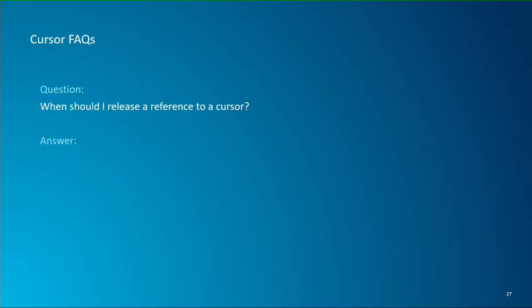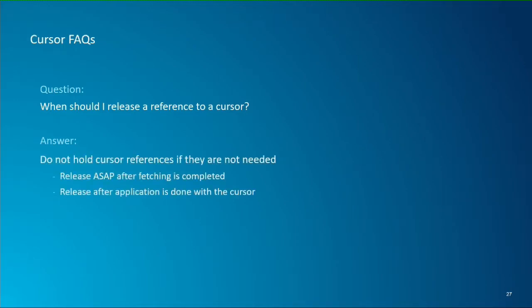So let's finish up here. When should you release a reference to a cursor? Okay, as soon as possible. Don't keep those references to cursors open. Also, when you're done fetching, just get rid of them right away. Act like a Java programmer and let garbage collection kick in. Get rid of the things as soon as possible. Set the reference to null, okay?